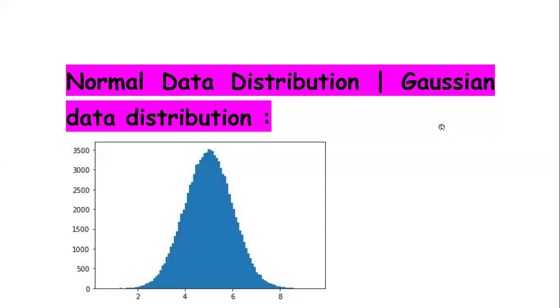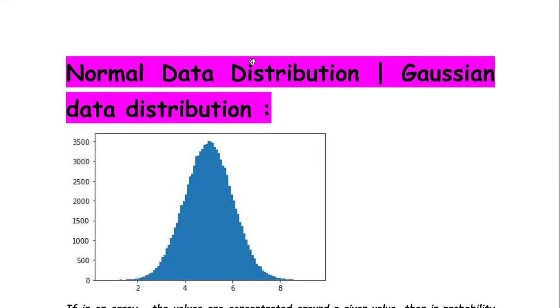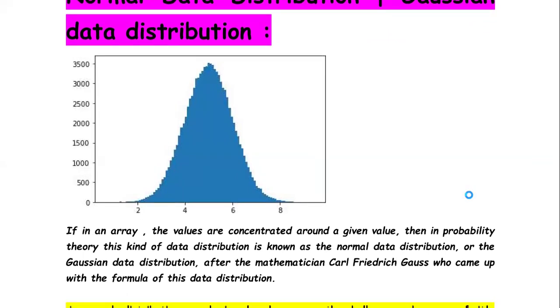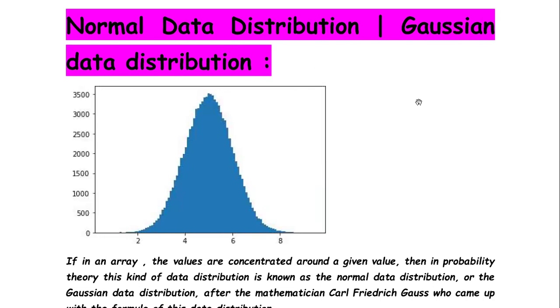Hello, everyone. In this session, we are going to discuss normal data distribution, also known as Gaussian data distribution, and how to implement it in Python. In the last lecture, we discussed how to create random data and how to create a big data set. Continuing with our machine learning series, we come to this point of discussion, that is normal data distribution.